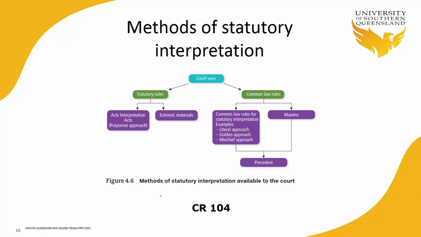So if you go to the left hand side under common law rules for statute interpretation, you'll find examples of the literal approach, golden approach, and the mischief approach. Okay. And on the right hand side there are also what's known as maxims, and we'll talk about these in just a minute. And these are the ones that decide how you can formulate precedents, how you can connect the ratios from one case to another.